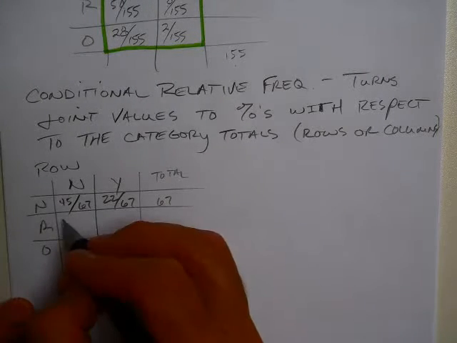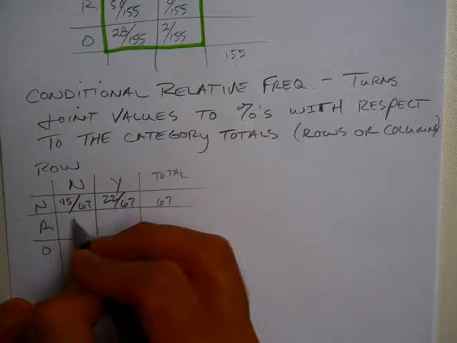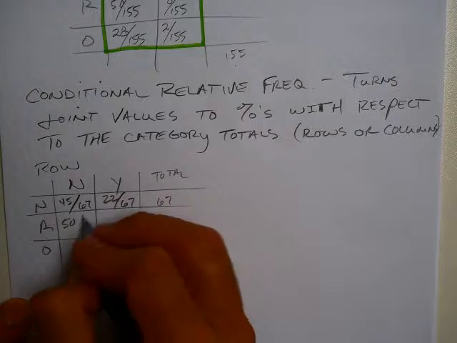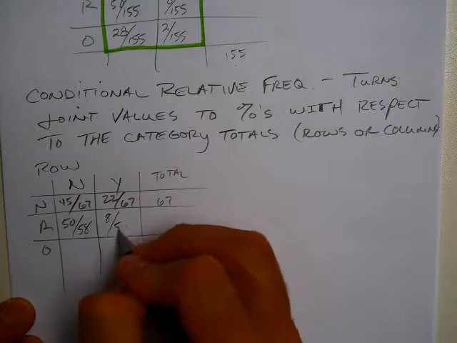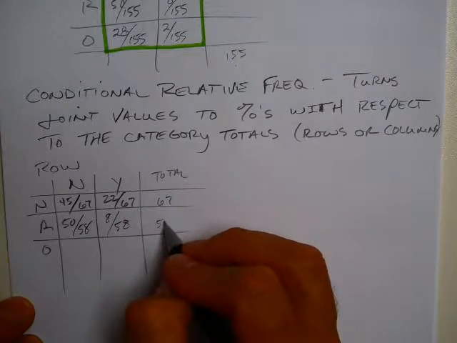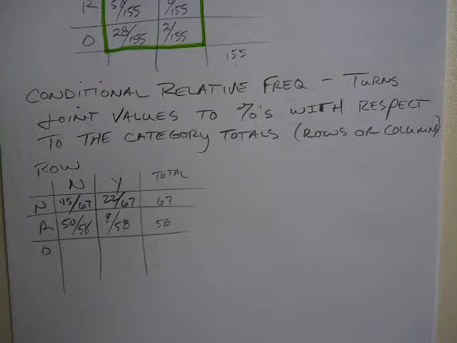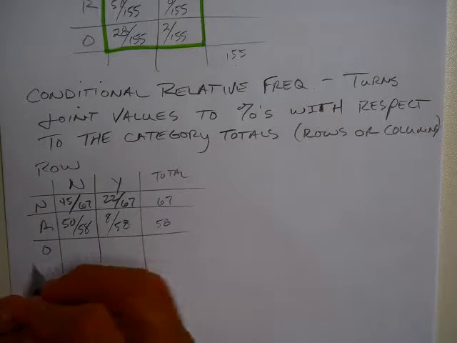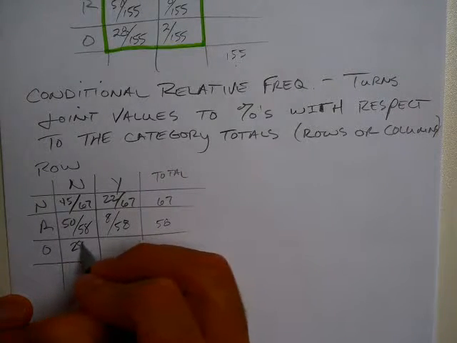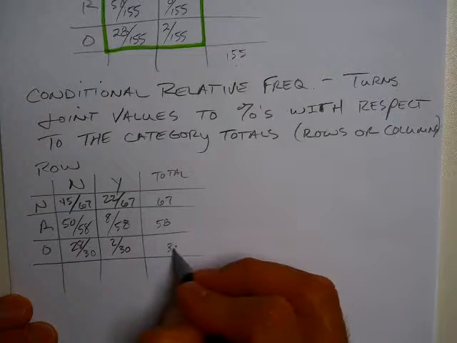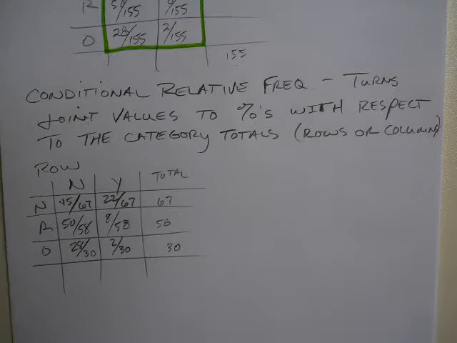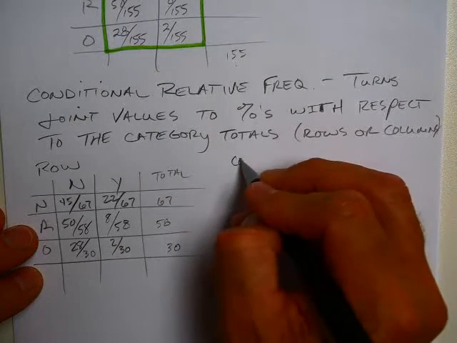The next one, what do we have numbers wise? 50 divided by 58, that's going to turn into a percent or decimal. And 8 divided by 58. And so 58 being the total, but that's going to end up being, again, 100%. These two added together will give us 100%, and so forth. So 28 over 30, 2 over 30, total being 30 over here. Again, 100%.